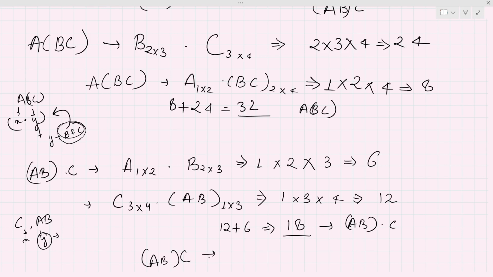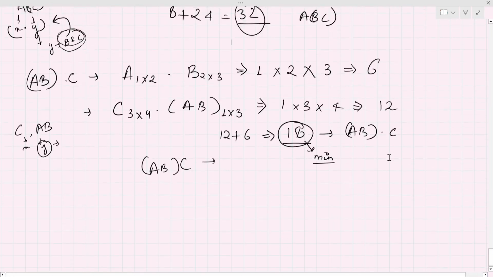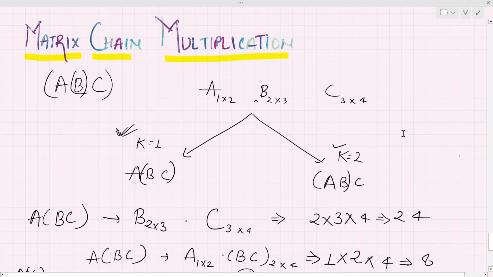Okay, why it is a correct combination? Because it gives us a minimum result. Here you can see the result is 32, which is greater than the second one when k is equal to 2. So the correct combinations of these three matrices is A, B and C. A, B multiply first and then C. Okay, so now this is how you solve when you have three matrices.